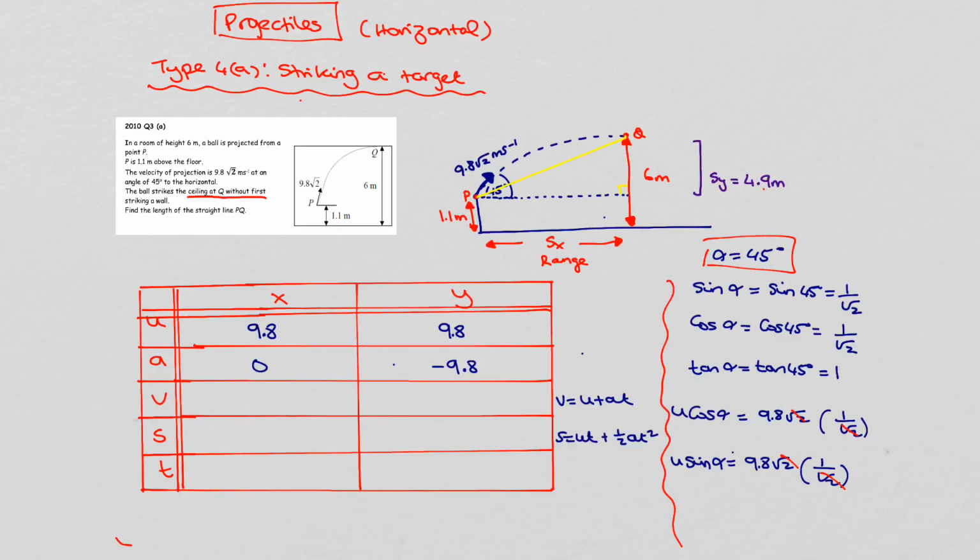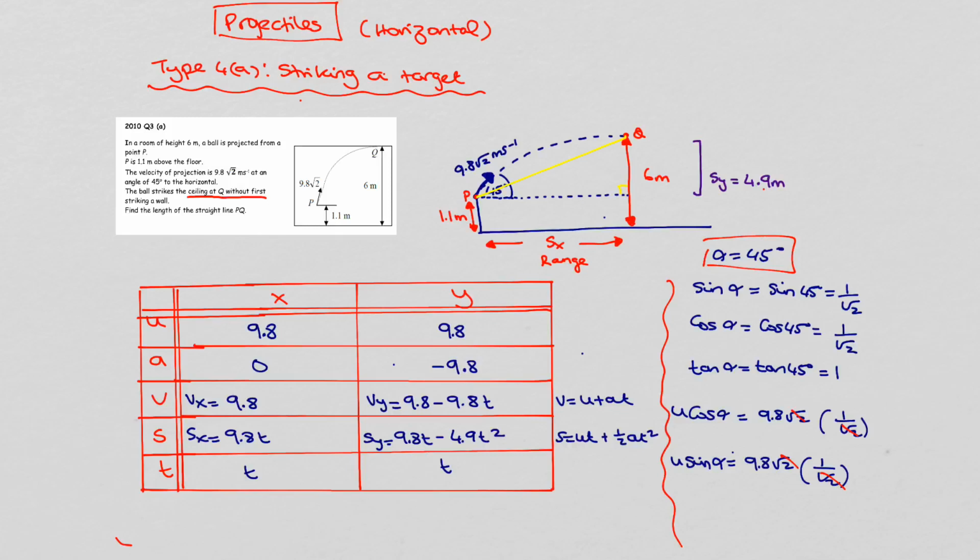So by subbing in to our equations there, we end up with v in the x direction is 9.8, v in the y direction is 9.8 minus 9.8t, s in the x direction is 9.8t, s in the y direction is 9.8t minus a half of 9.8, which is 4.9t squared, where we have t, our time, in terms of t. Okay, so in order to find the length of PQ, we've already stated there that we are going to need to work out our s of x, our range.